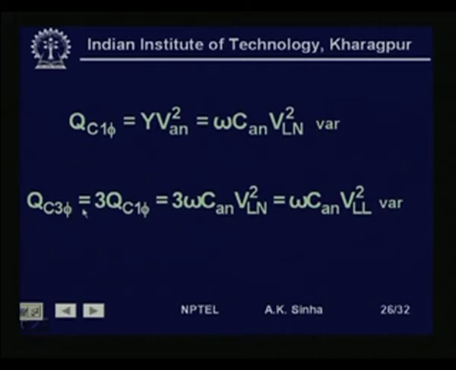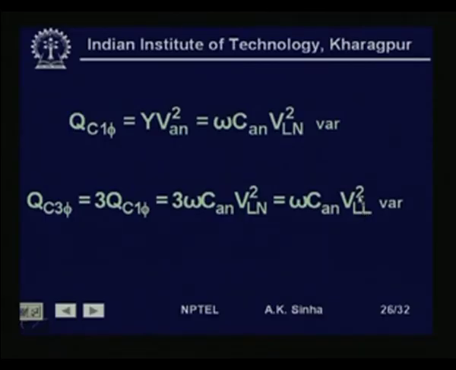For a 3 phase system, this will be equal to 3 times the charging volt ampere reactive generated by a single phase line, or between each phase and neutral of the line. So, this will be equal to 3 times omega CAN into VLN square, which is equal to omega CAN into VLL square. That is, if we take line to line voltage or the system voltage for a 3 phase system, then the charging reactive power generated by the line will be given by omega CAN VLL square.